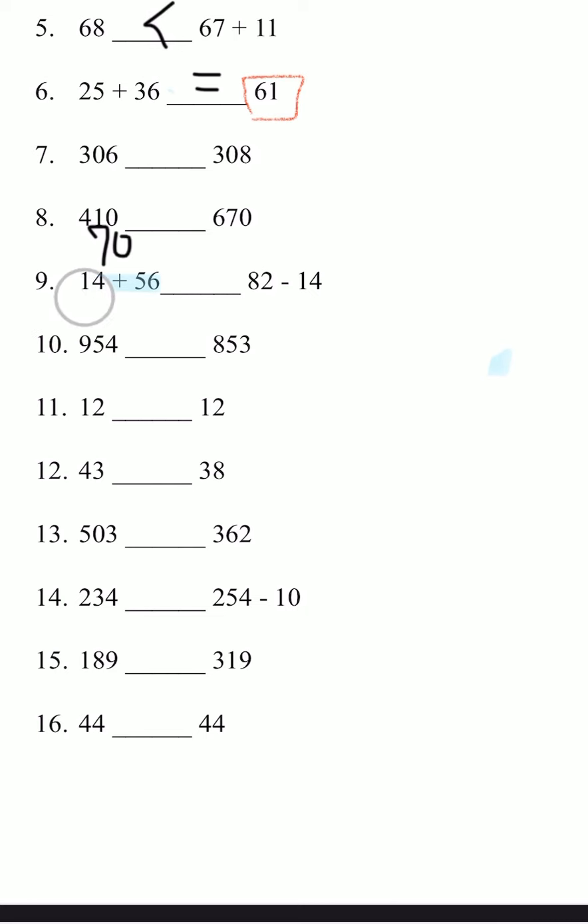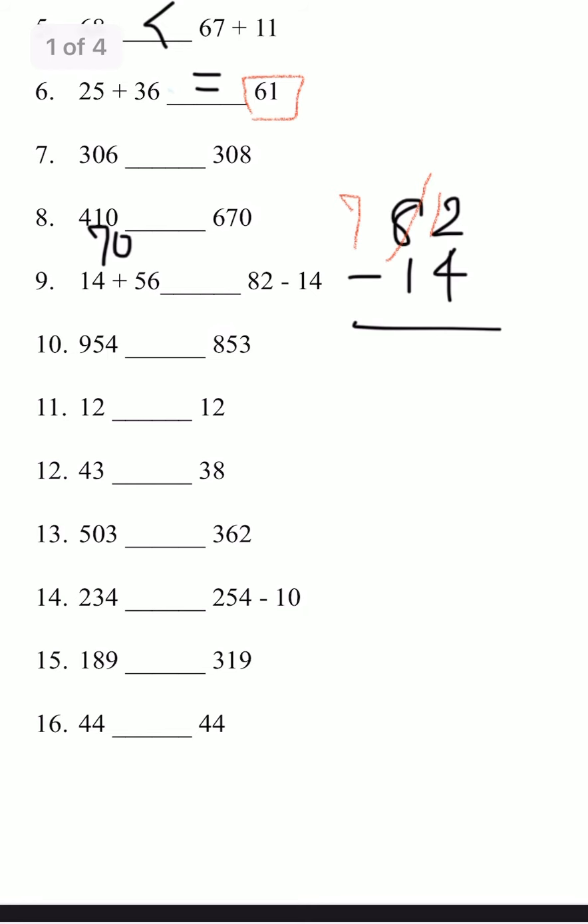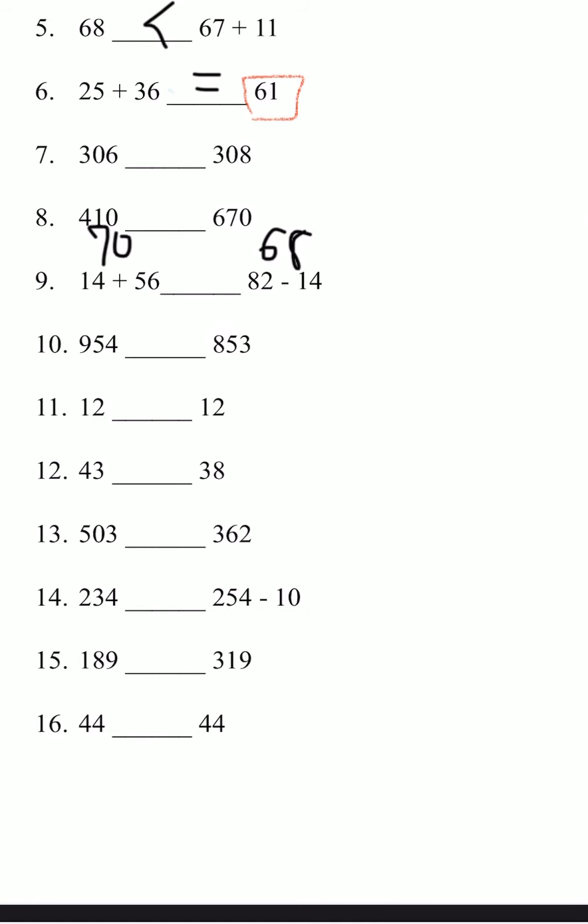Let's try the second one. 82 minus 14. So we're going to take 1. So that's going to be 7. And just think of that as a 12. 12 minus 4 is 8. And 7 minus 1 is 6, so we have 68. Which one is larger? 70 is larger than 68, right? Because if you look at the first number, we have 7 and 6, and 7 is bigger. So we have greater than.